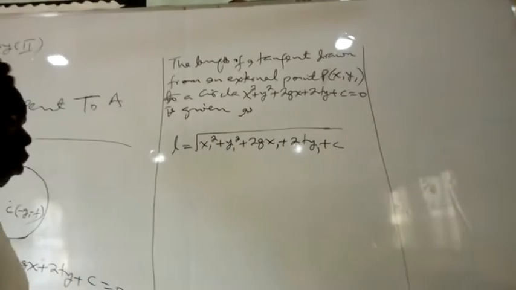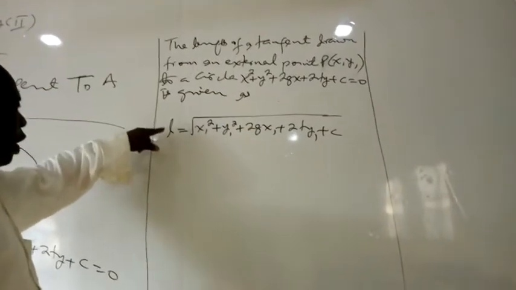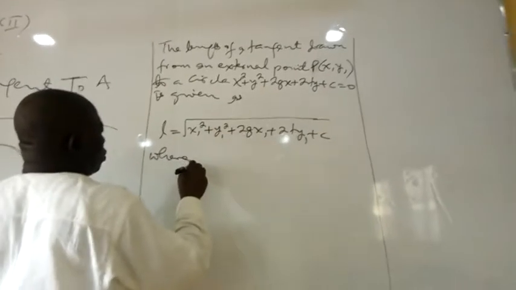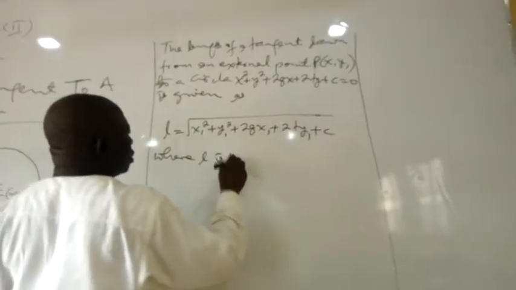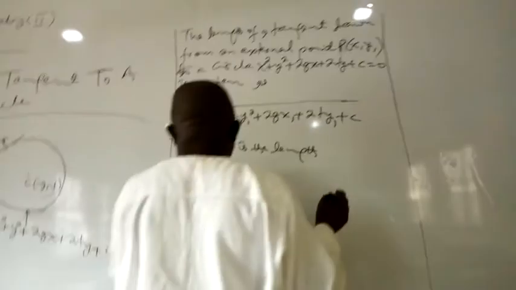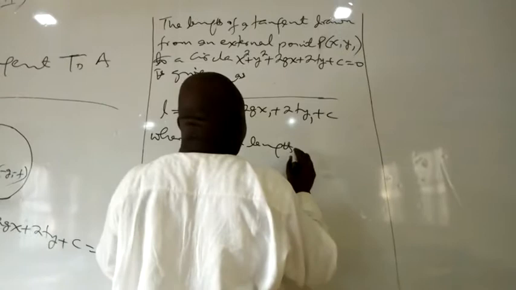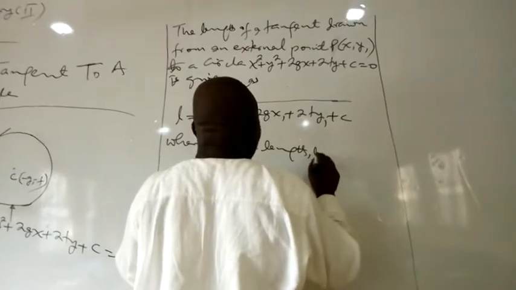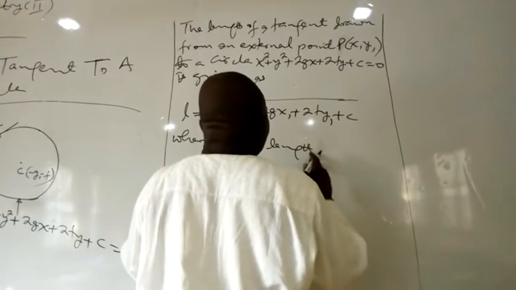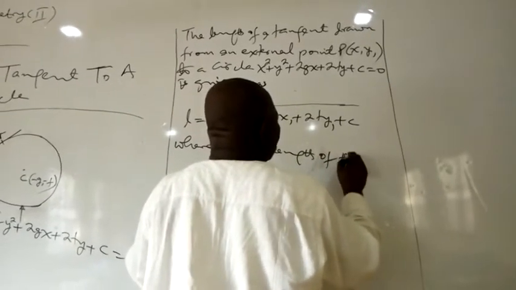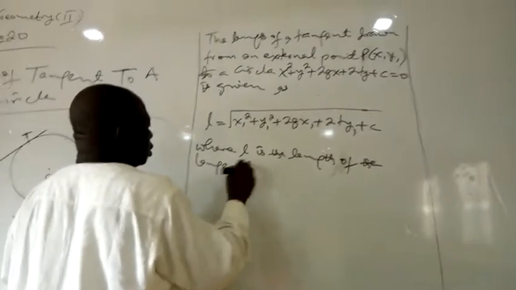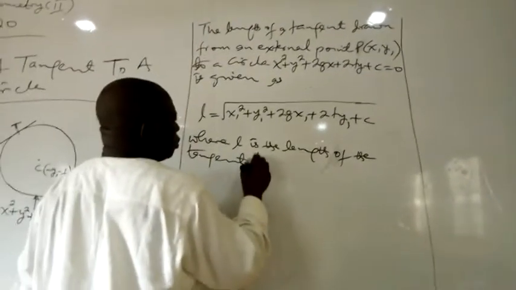Now, this L is the length of the tangent to the circle.